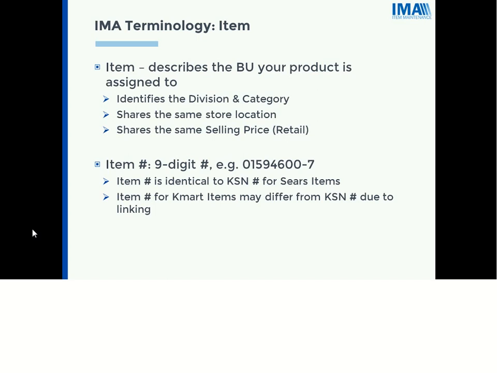That item number is 9 digits. It's usually identical to the KSN number. For Sears items, it should always be identical to that KSN number. And for Kmart items, that item number can be different due to a process called linking. Now, linking doesn't have anything to do on the vendor side. So I know sometimes we do get questions from vendors about linking, and typically we find your definition of linking that you have in your head is different than the actual process of linking that we do in IMA.